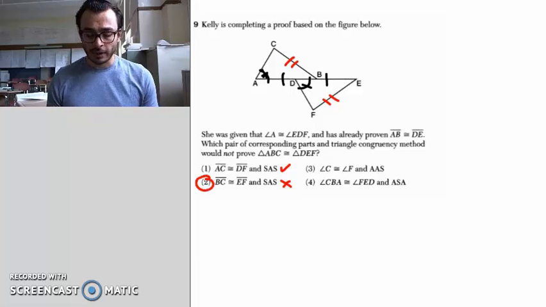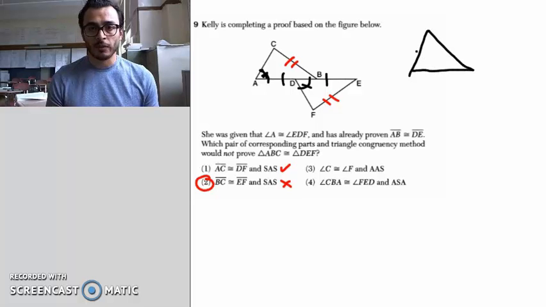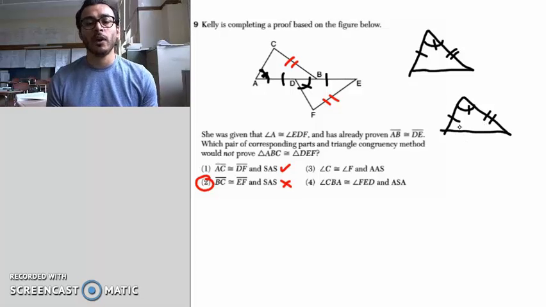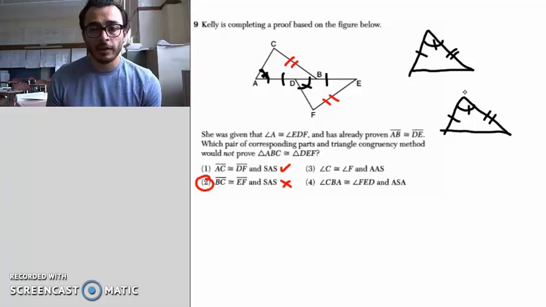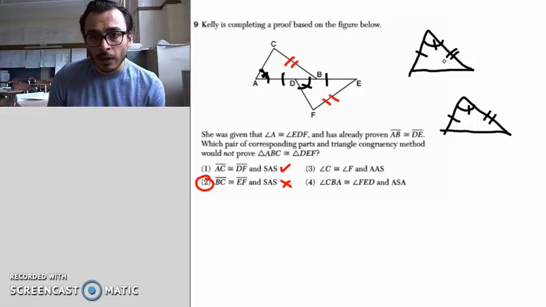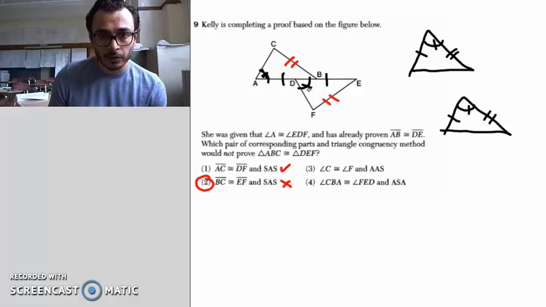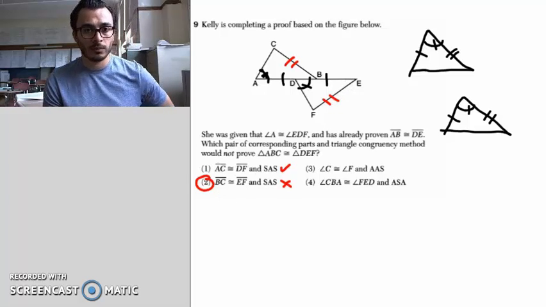Now, how do I know that's not side angle side? Remember, in side angle side, you have a side, an angle, and a side congruent to a side, an angle, and a side of another triangle. But the important thing is that the angle must be included. The angle must be in between those two congruent sides. And that's not the case here. This angle is not in between. So the answer is option 2.